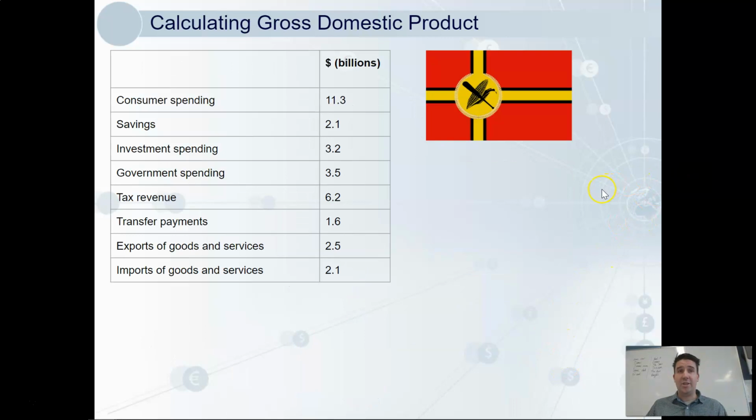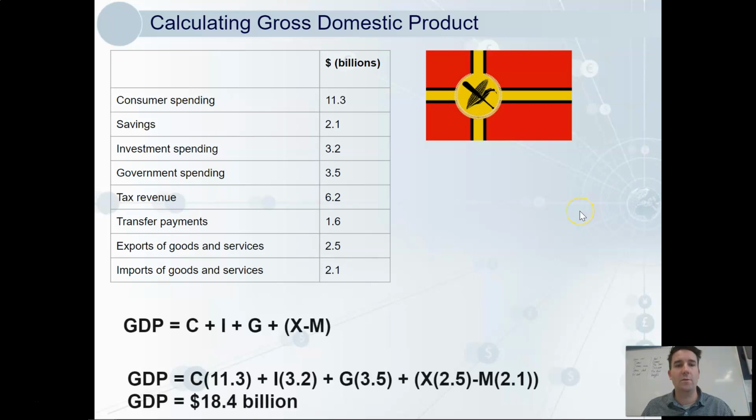Now, calculating GDP. This should be relatively straightforward. Here we've got some economic data from the fictional country of Burmistan. Now, given what you've seen previously in this video, I want you to calculate the GDP of Burmistan. So pause now and do this. Okay, hopefully you got $18.4 billion.